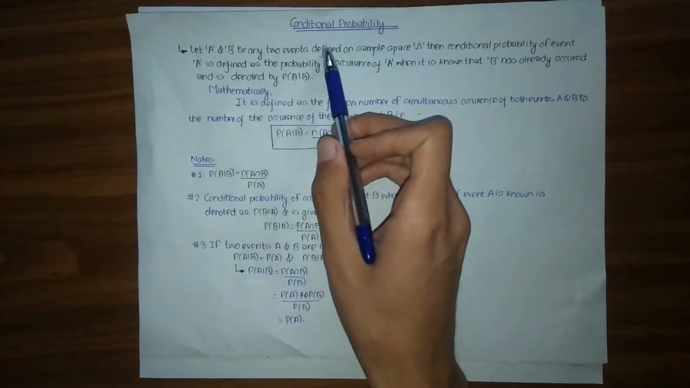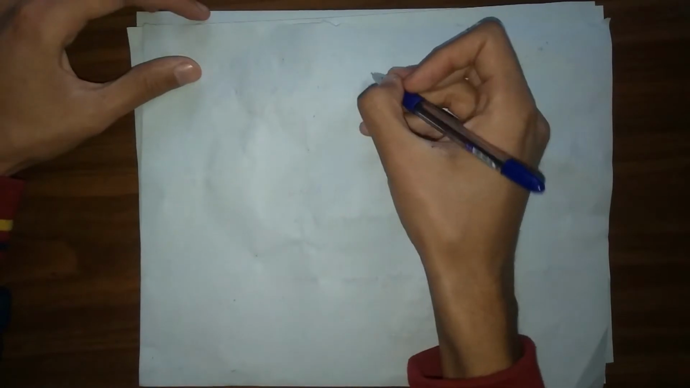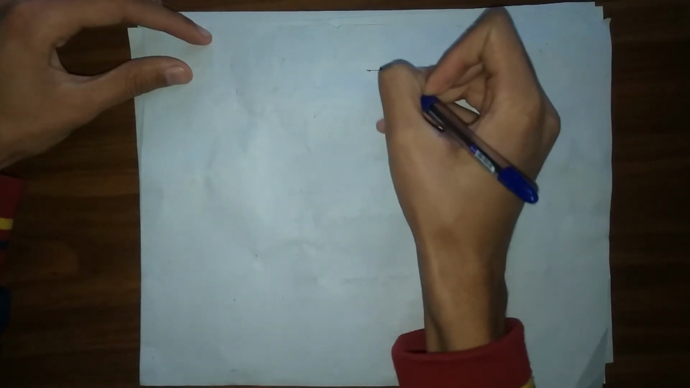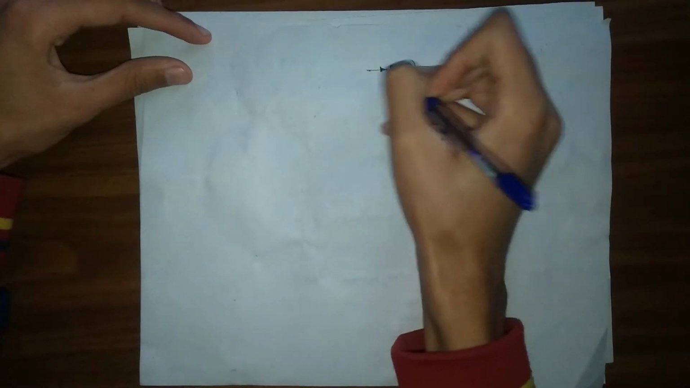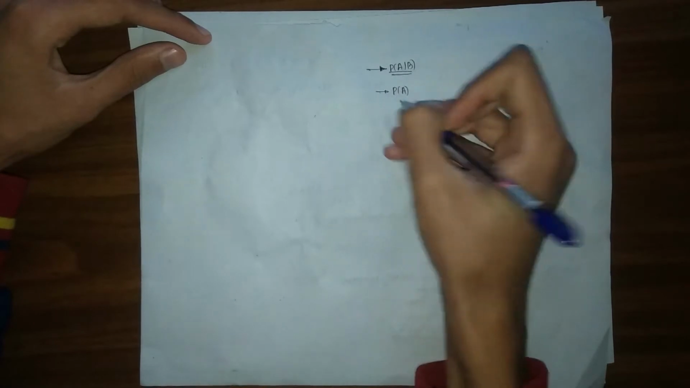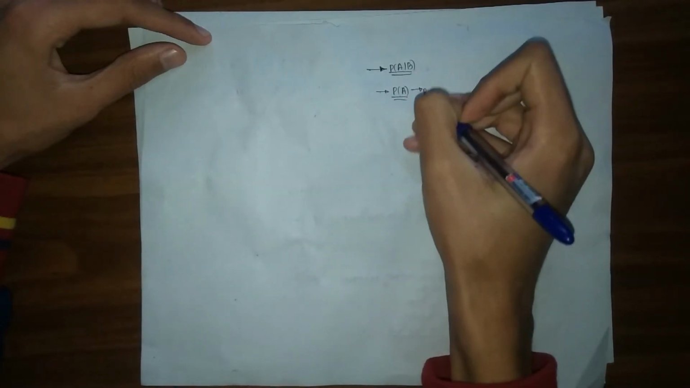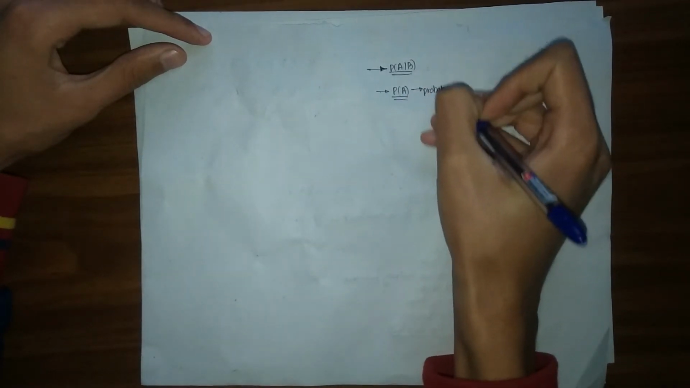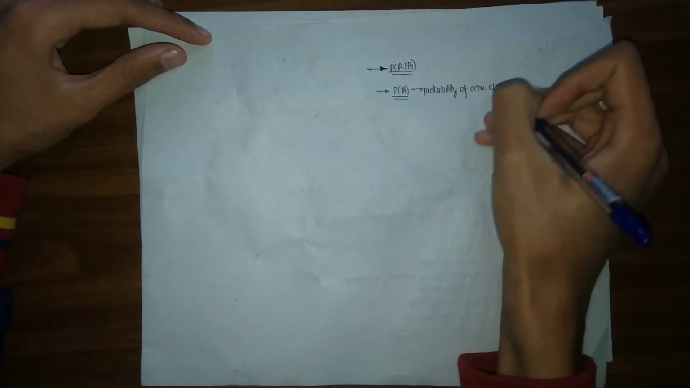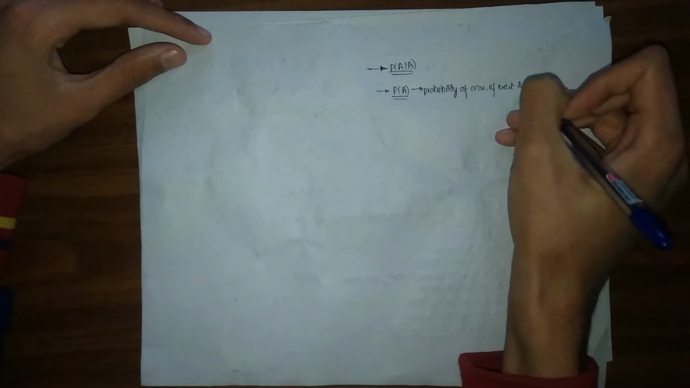Let me give you an example and a brief description. As we mentioned, the denotation of conditional probability is P(A|B). If I just write P(A), we know that P(A) simply means the probability of occurrence of event A.